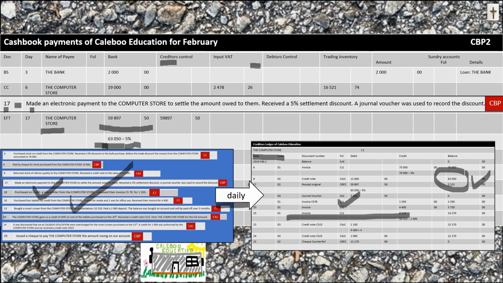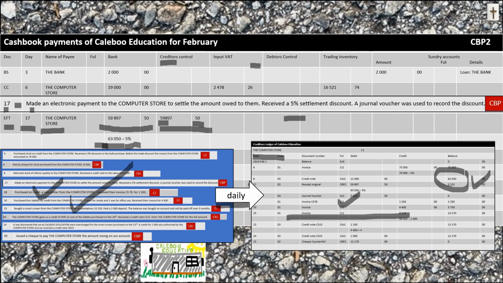And who was paid? The computer store appears under name of payee. This was done by EFT on the 17th. And under the creditors control column, which has its own column, the amount that was paid is 59,897.50. The settlement discount of 5% will be recorded in the general journal.